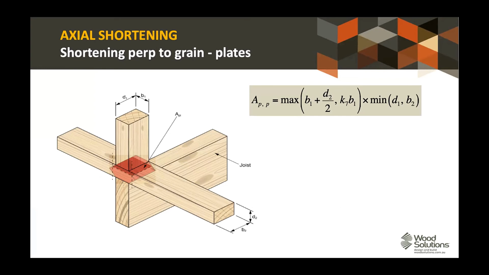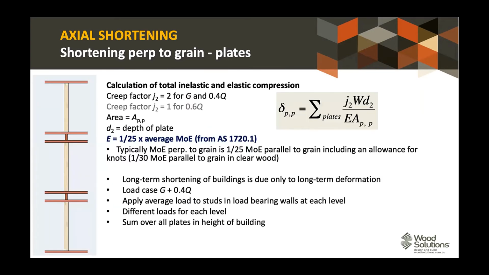But actually, both criteria need to be satisfied in order to get that shortening or that kind of compression through the plate. So that's why for this term, it's the maximum of those first two values and the minimum of the second two values. So what we're looking to say is that you need to exceed the criteria of both that intermediate plane and the top plane to get significant shortening through the depth there. So shortening perp to grain in the plates, this is what the diagram looks like.